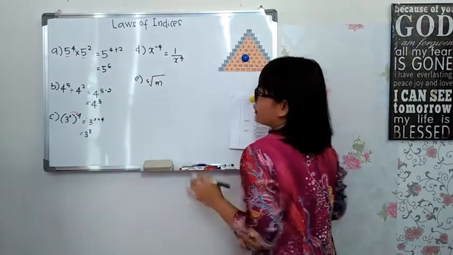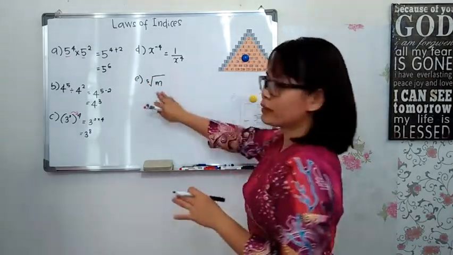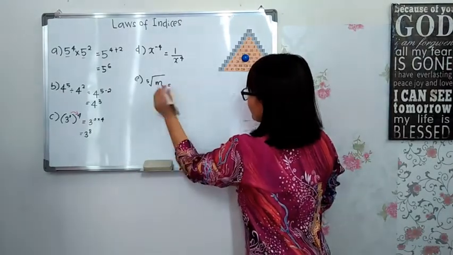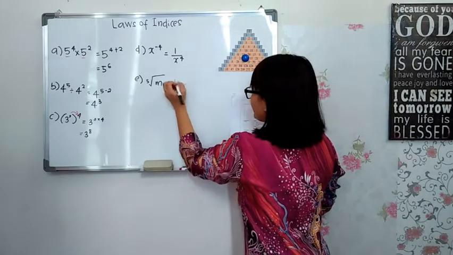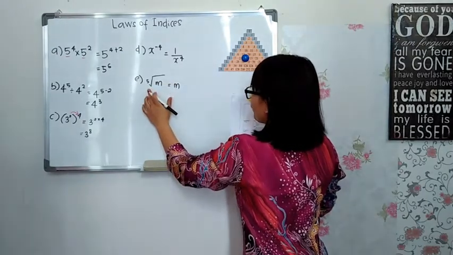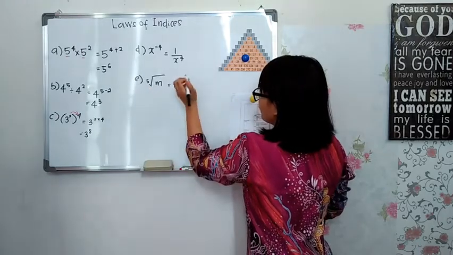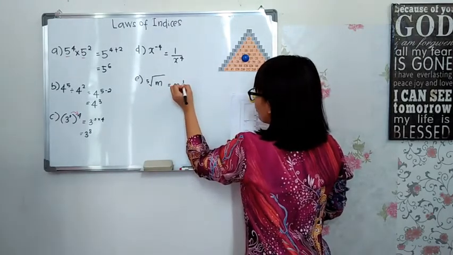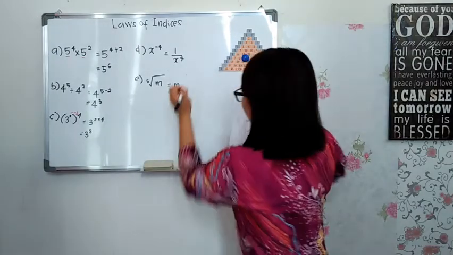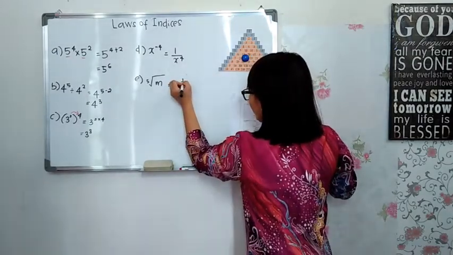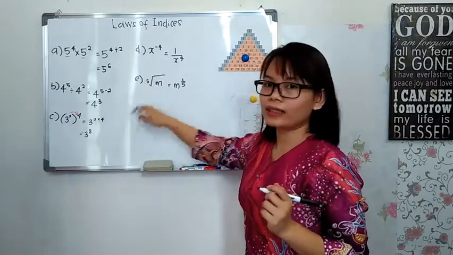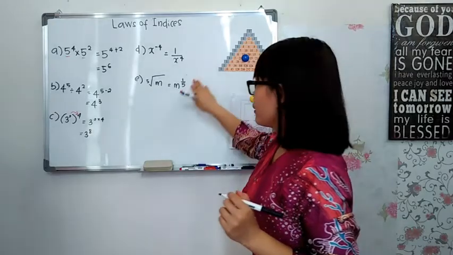The last question: how to get this answer? First thing you must find the base. The base is m. The square root means power, 1 to the power of 5. Okay? You get all the answers correct?